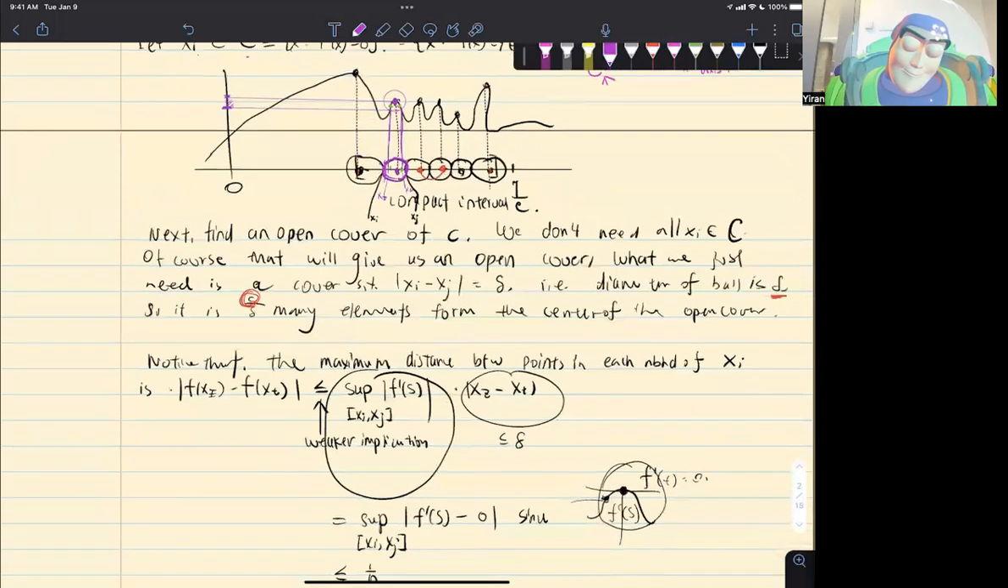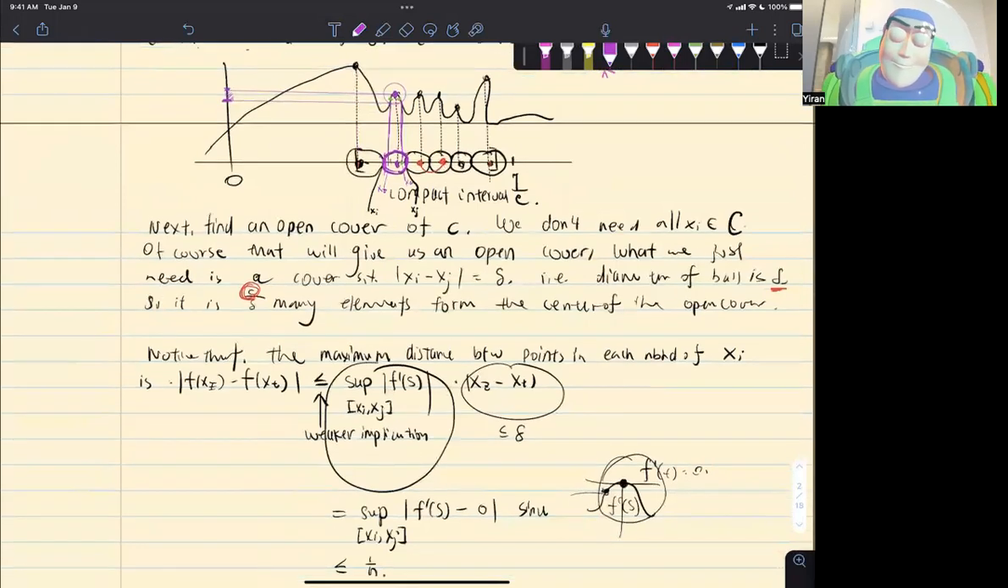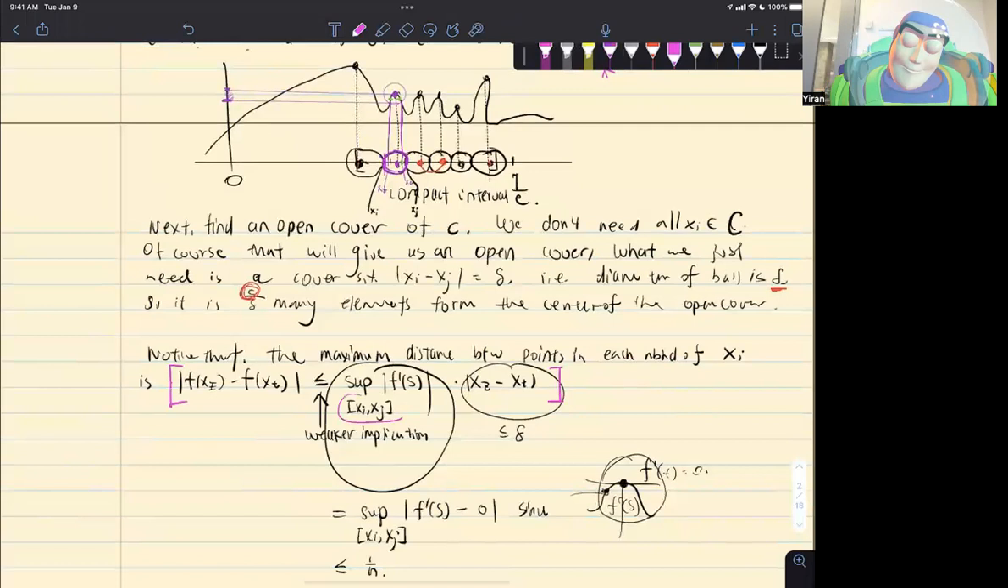So let's just apply the corollary of the Taylor theorem on those 2 points on this interval, xi minus delta, xi plus delta. So we have this expression. Right, so the supremum here is actually over this little ball.